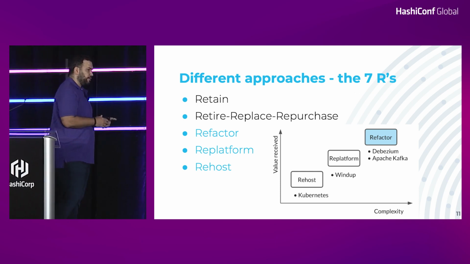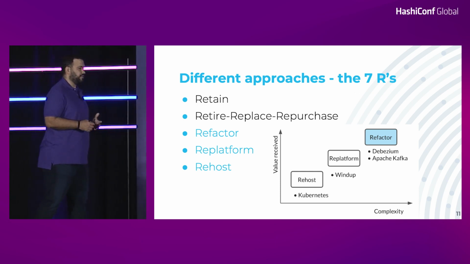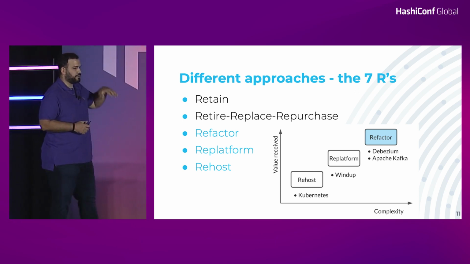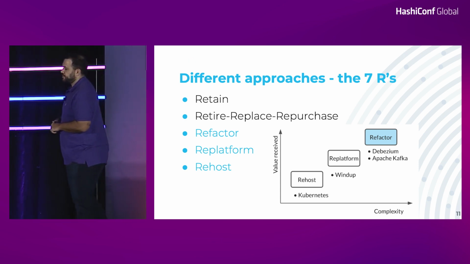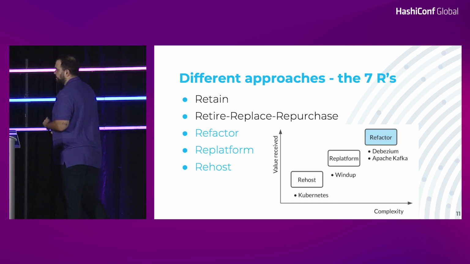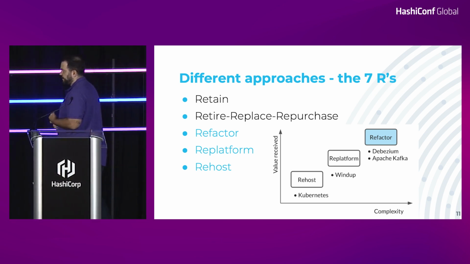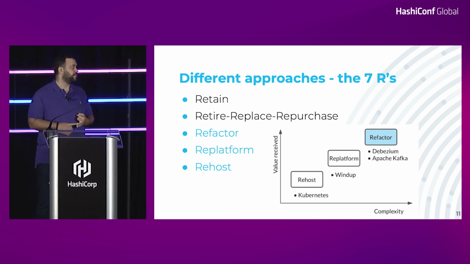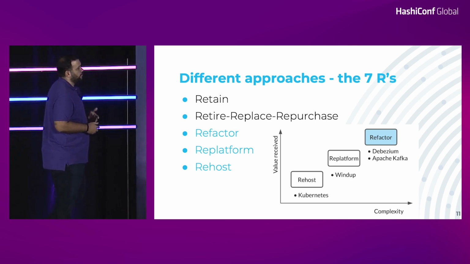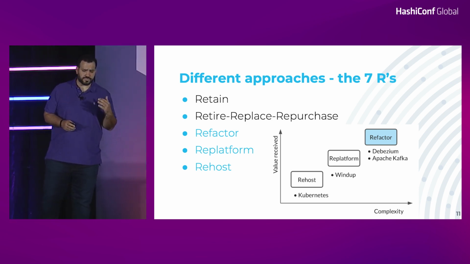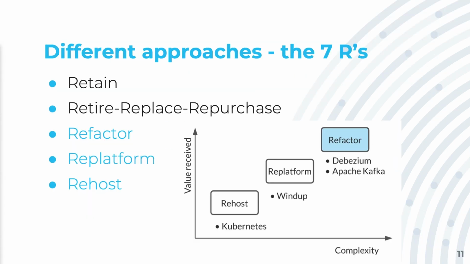And the way to do this is the 7 R's. Starting from the top, the first 4 are usually business related, not things that we usually care about. We either leave it as it is, retain, throw something away, retire, replace it with something new, or repurchase, when we are going to buy something new. In this presentation, we're going to focus on refactoring, replatforming, and rehosting.